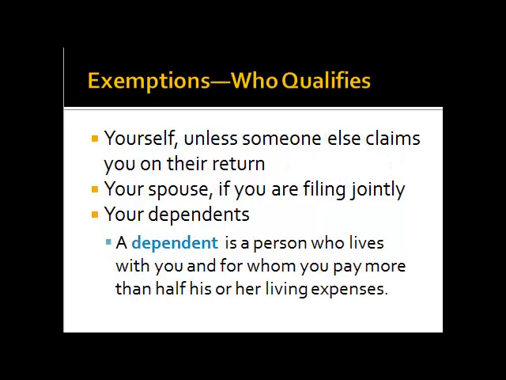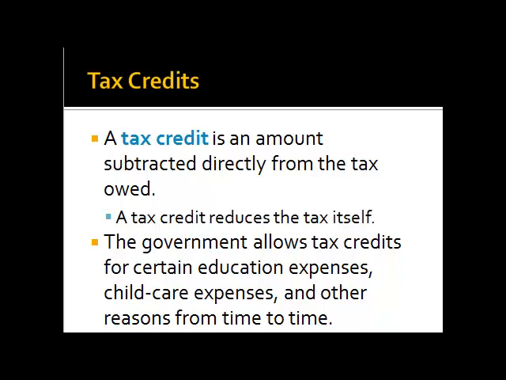You can claim the following exemptions: yourself, unless someone else claims you on their return, your spouse if you are filing together, and your dependents. Remember, a dependent is a person who lives with you and for whom you pay more than half of his or her living expenses. A tax credit is the amount subtracted directly from the tax owed. A tax credit reduces the tax itself. The government allows tax credits for certain education expenses, childcare expenses, and other reasons from time to time.